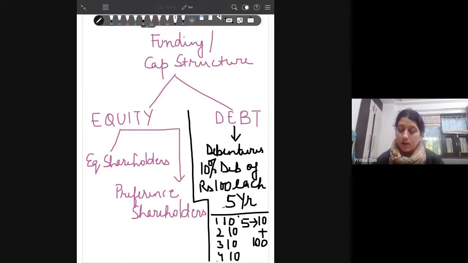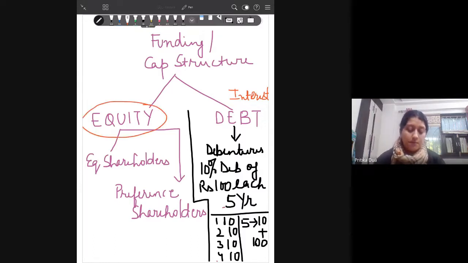The return received on debt by the debenture holder is called interest. So we earn interest on the debentures, or the firm is paying interest on the debentures. On equity, the shareholder is earning dividend, that is, the firm is paying dividend. Now, how much dividend needs to be paid? For preference shareholders, it is fixed.